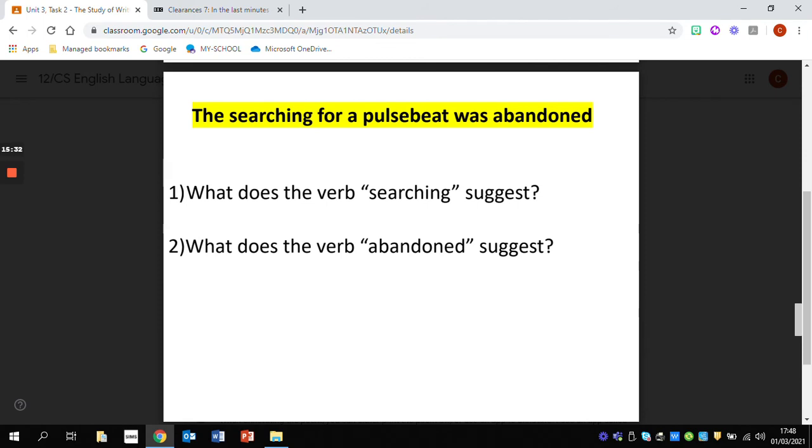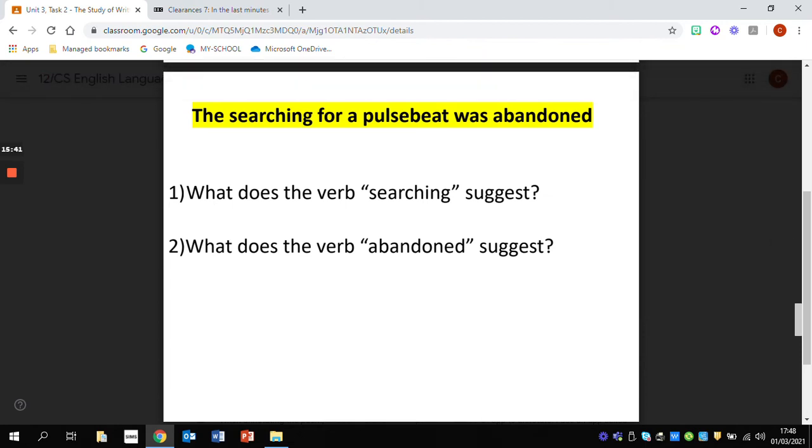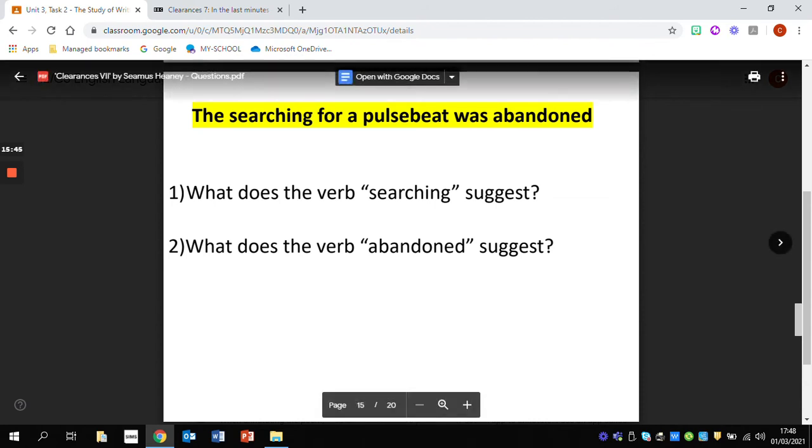"Searching for a pulse beat was abandoned." Okay, so we're thinking here about searching and abandoned. Searching, so they're really hoping that, you know, they're wrong, that something's going to happen, something will change and it will come back. Abandoned suggests a sense of dismay, that they've given up, they've lost hope perhaps, but it's a very short moment of hopelessness, I would argue, whenever we go into the next few lines, okay?